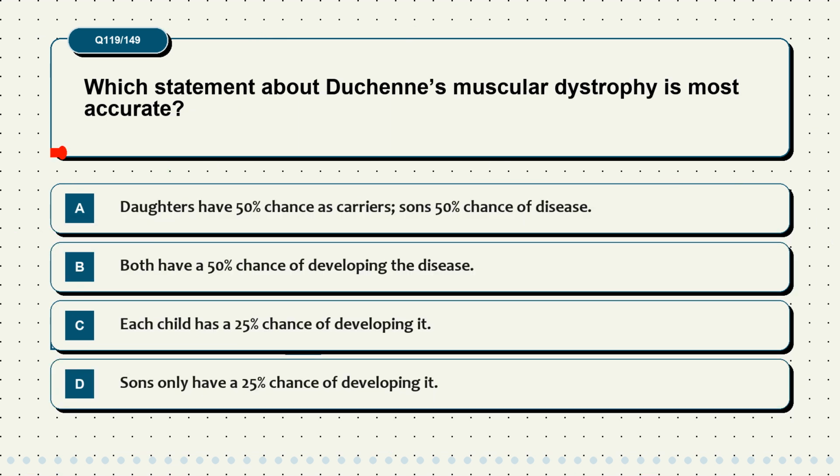Question 119. Which statement about Duchenne's muscular dystrophy is most accurate? Here are the options. Option A. Daughters have 50% chance as carriers, sons 50% chance of disease. Option B. Both have a 50% chance of developing the disease. Option C. Each child has a 25% chance of developing it. Option D. Sons only have a 25% chance of developing it.